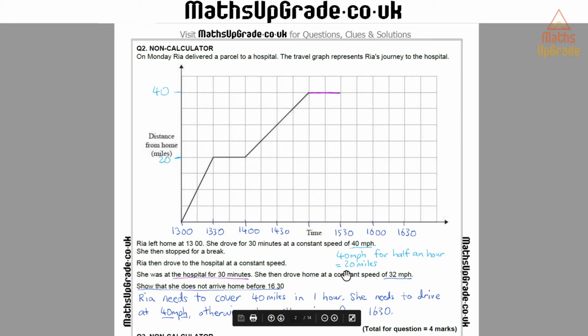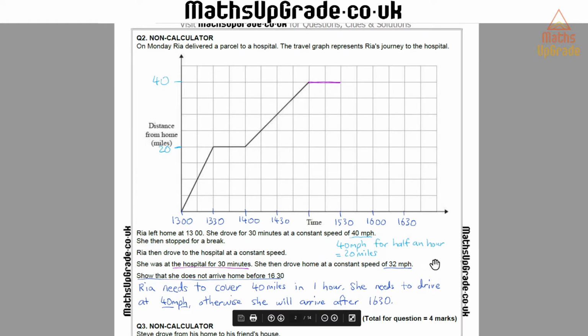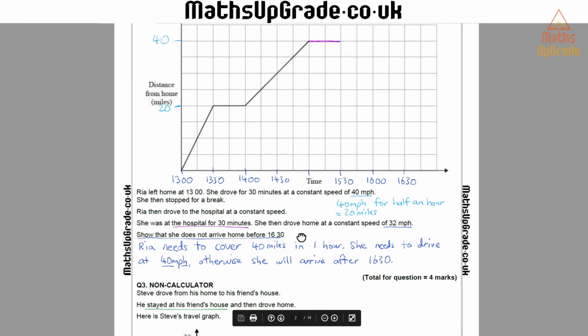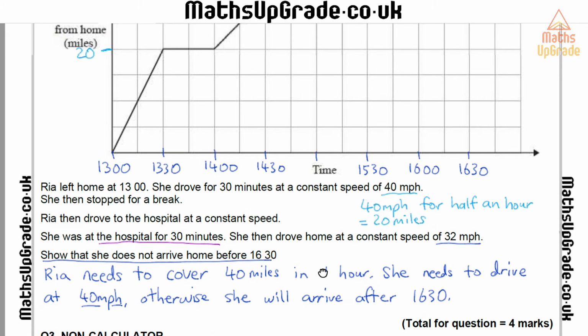But she drove home at 32 miles per hour. Therefore, you can see she didn't drive fast enough to get home before 1630. And that's what I put in my sentence here at the bottom. Okay, so that question there, the whole question is worth 4 marks.